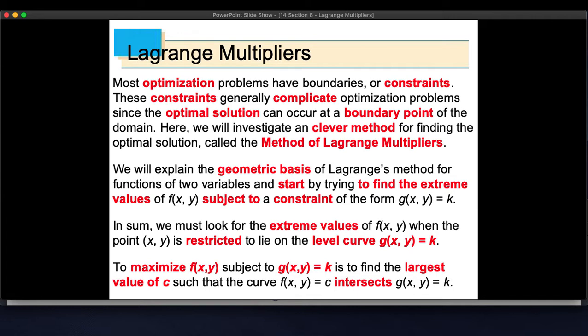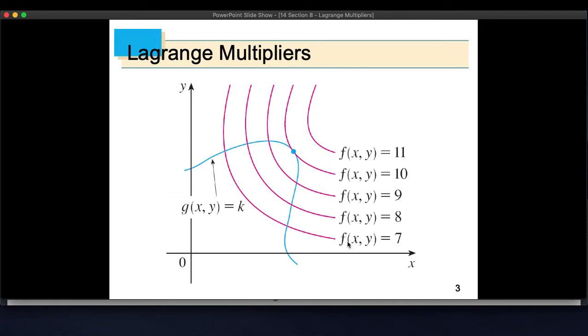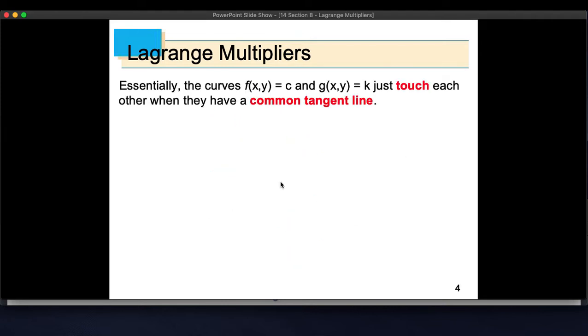A really nice picture from the book kind of shows this geometrically how this works. As you can see here, we have all these different curves that we can use for f, right? But it's being constrained to the g curve here. And in this particular case, it looks like f is being maximized or minimized at this level curve, f equals 10, because it's only touching this one point here between the two curves. Now notice these two curves are just barely touching each other at that point. Well, because they're barely touching each other at that point, it means that they have what's known as a common tangent line.